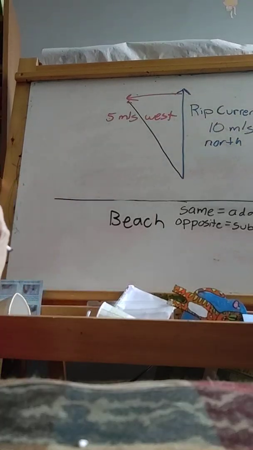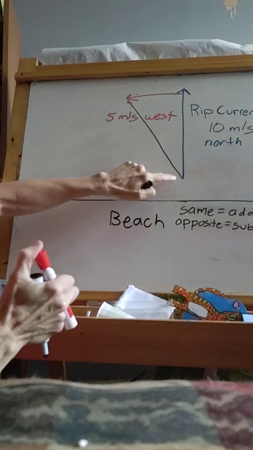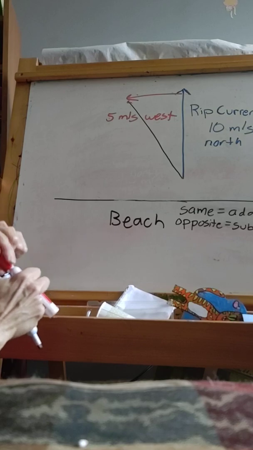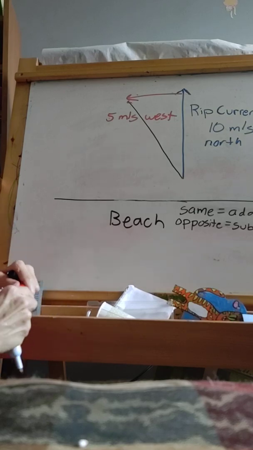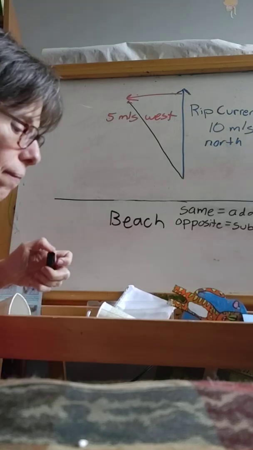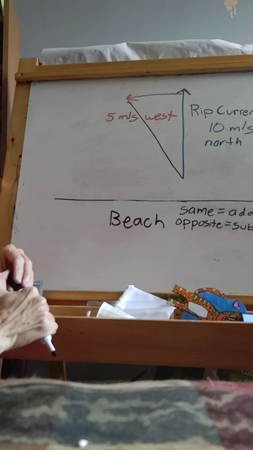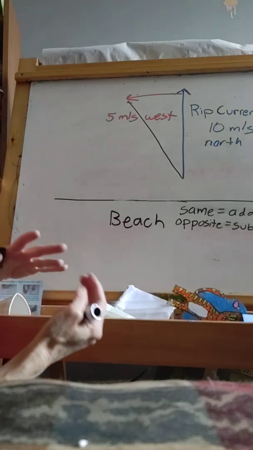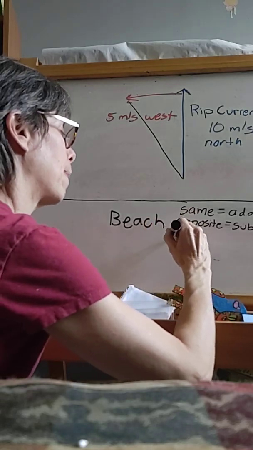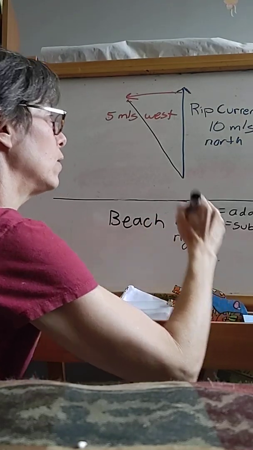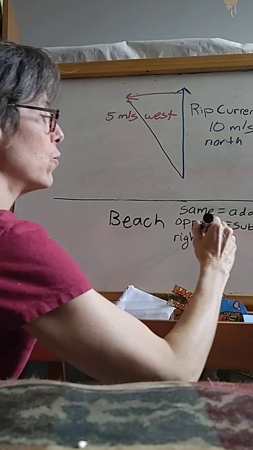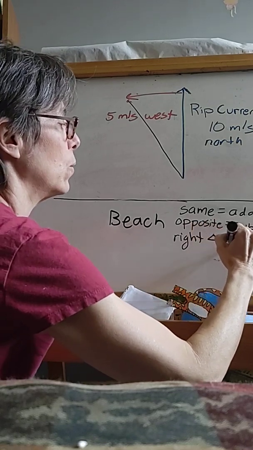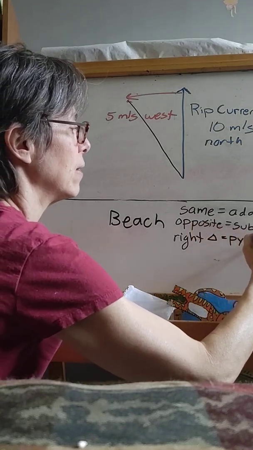Okay, so this is a right triangle, and this black line here, the distance of that, that's the hypotenuse of the right triangle. And if you remember math class, when we need to find the hypotenuse of a right triangle, we use the Pythagorean theorem. So when your vectors form a right triangle, you're going to use the Pythagorean theorem.